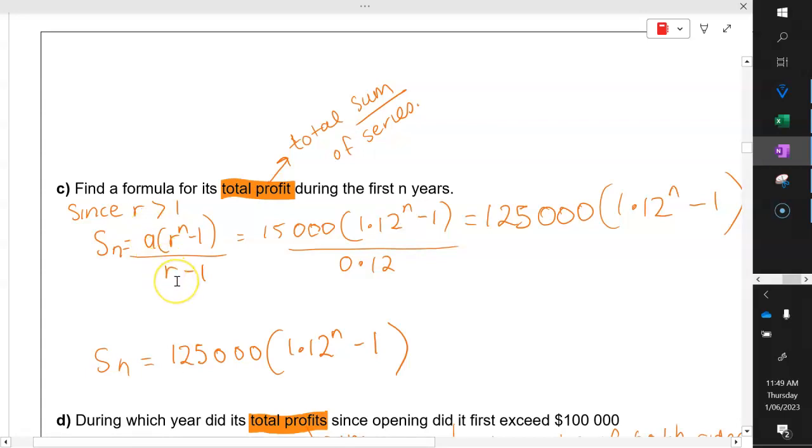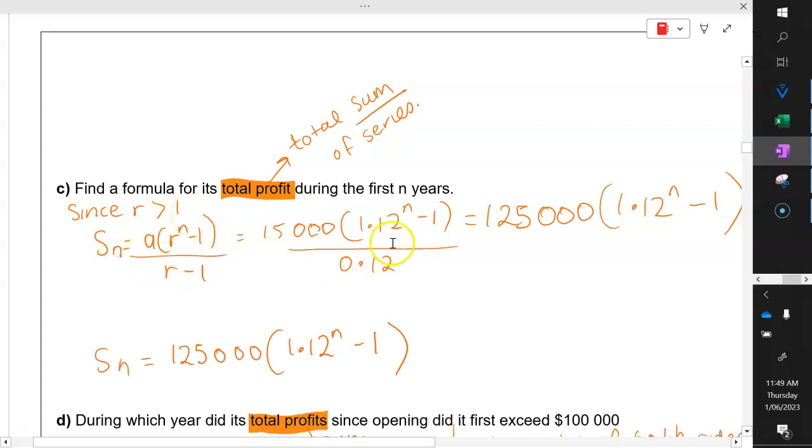And what I do to check, if I forget which formula, is I want my bottom line to be positive. So if I have this formula, I've got 1.12 minus 1, and I've got a positive number on the bottom. If I'd used the other formula, which was 1 minus r to the n over 1 minus r, I'd get a negative number on the bottom line, which I don't want because it's going to mess the values up. So that's how I check if you're not sure. That's the formula for here.